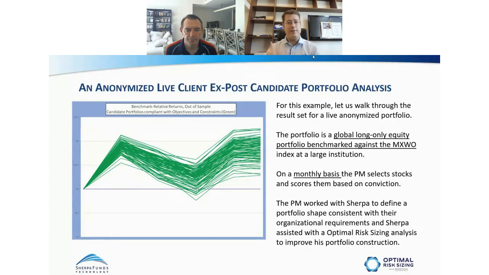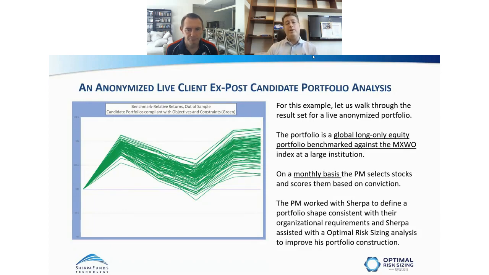So on a monthly basis, the PM selects stocks, assigns convictions. We've built with them the portfolio shape definition. So that's our selection process, that's our scoring process, that's our shaping process. And then finally, the PM has already taken sort of a heuristic approach to constructing the portfolio, to sizing the positions. But Sherpa helps them using the optimal risk sizing tech to do sizing and construction analysis to try to improve on that sizing piece.